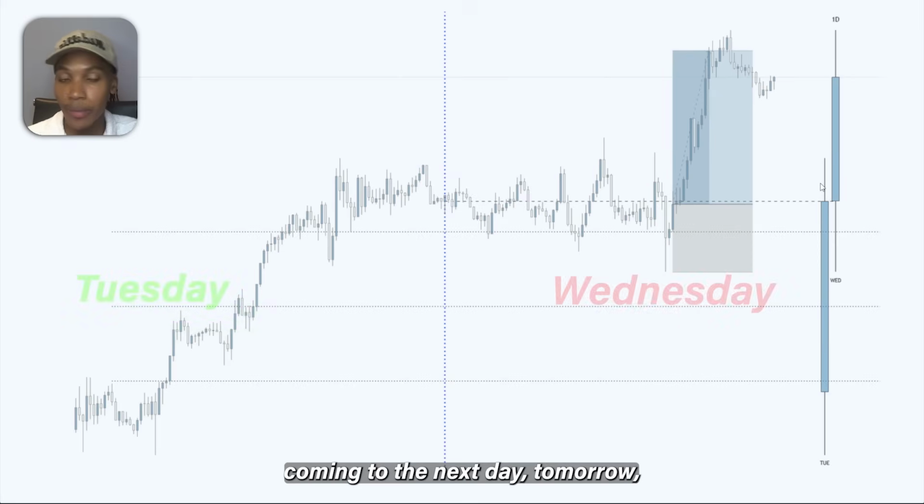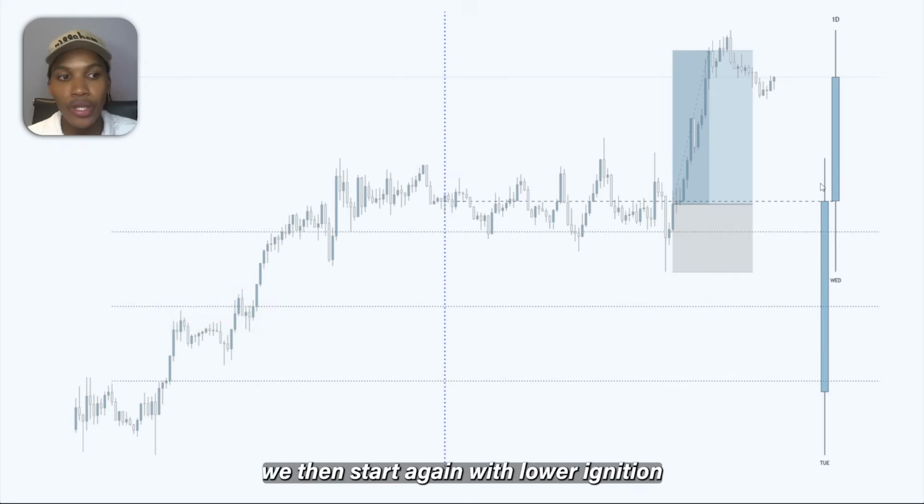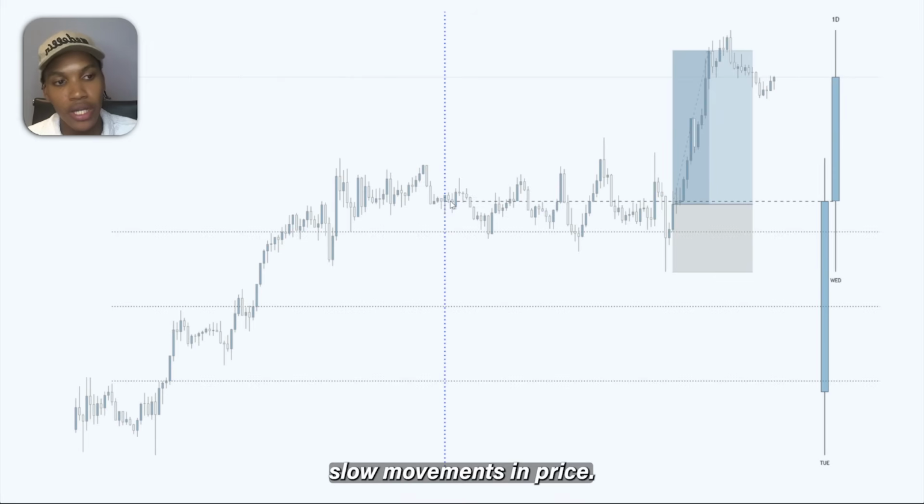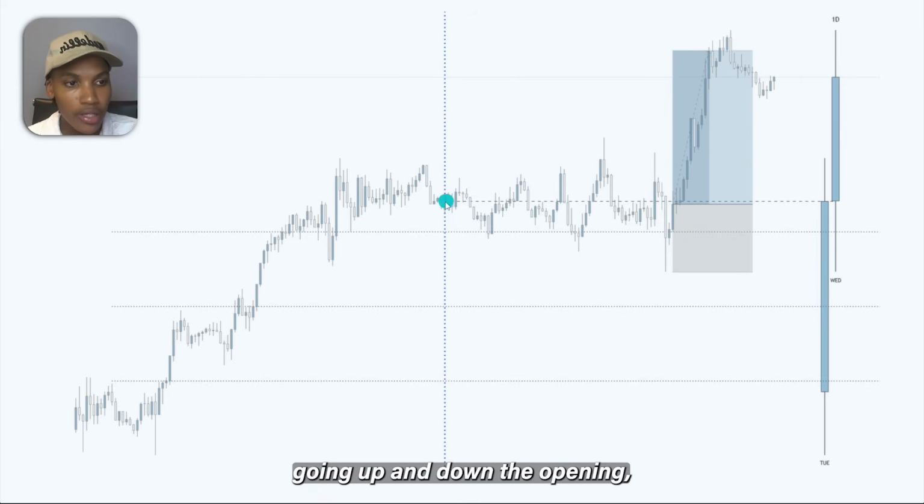And then coming to the next day, tomorrow, we then start again with lower ignition, slow movements in price. That is why we start off with this flat line going up and down the opening, which is the starter line here. We then finally start to manipulate, create the first liquidation of the day, which is a massive bearish candle, and then finally price starts to reverse.